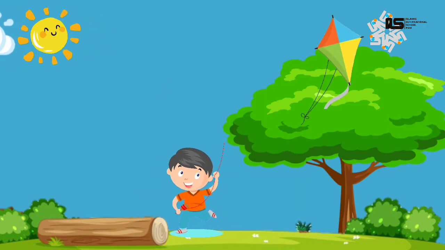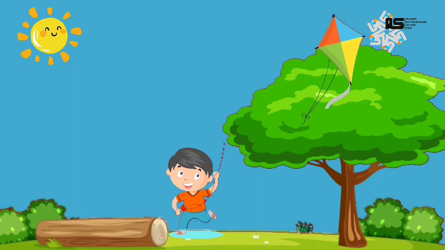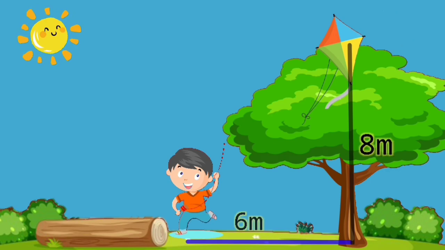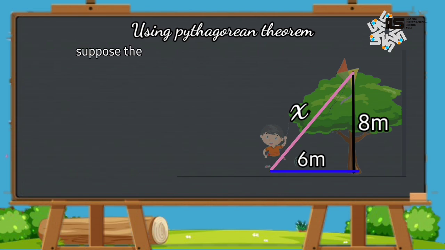Reno wants to take his kite down with a ladder, but he is confused about which ladder to choose. We know that the height of the tree is 8 meters and the distance between Reno and the tree is 6 meters. This condition relates to a right triangle if we draw a line from the top of the tree to Reno. Then we can solve this problem using the Pythagorean Theorem. Suppose the length of the ladder is x.